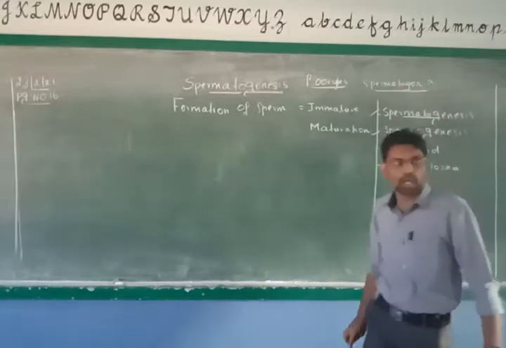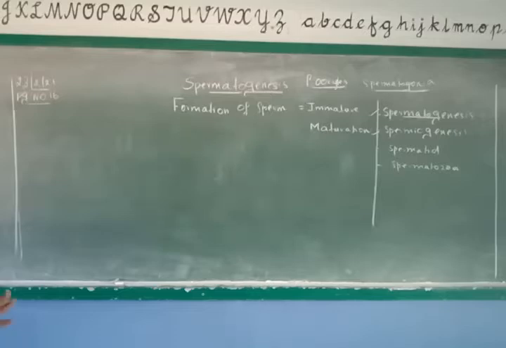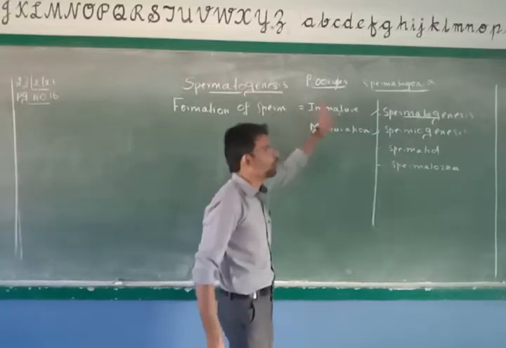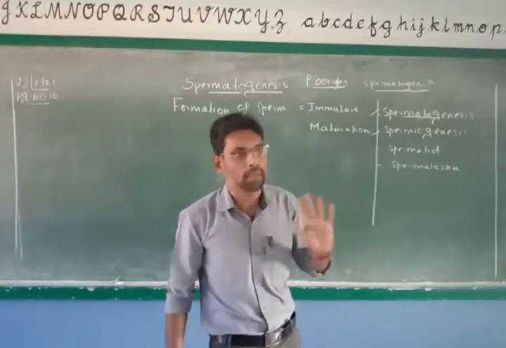Okay, spermatogonia is a sperm mother cell. It's a primordial cell. Clear? Female is born with primary oocyte, male is born with spermatogonia, the sperm mother cells.